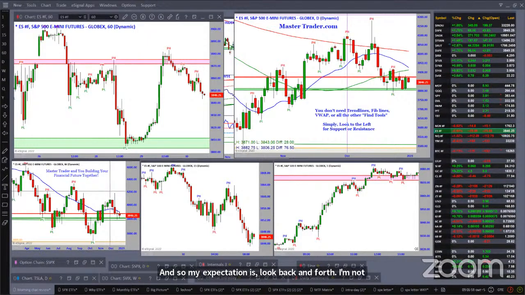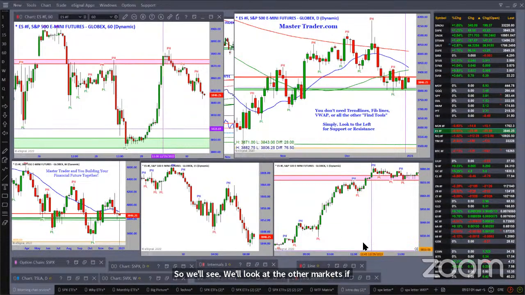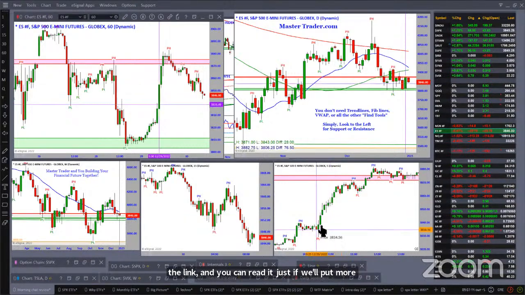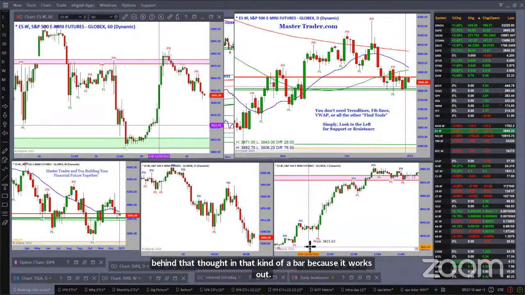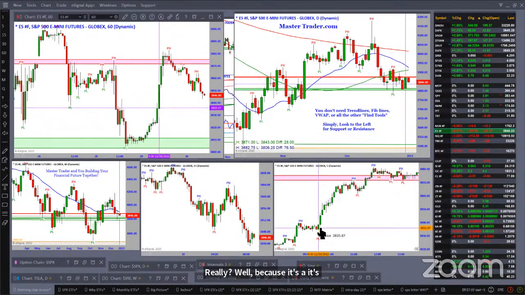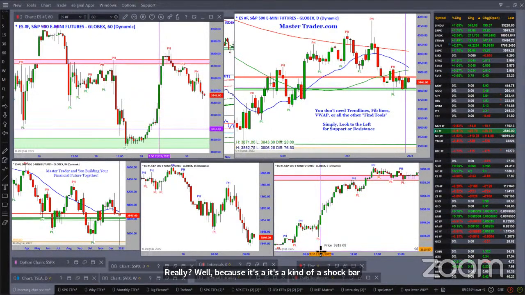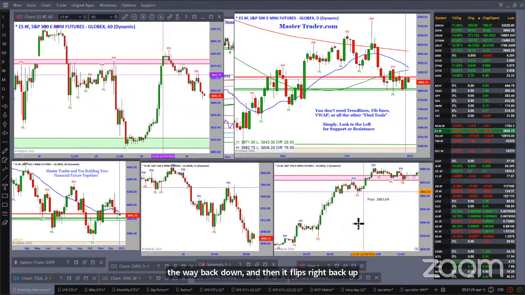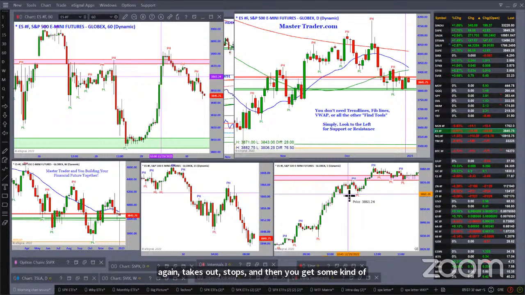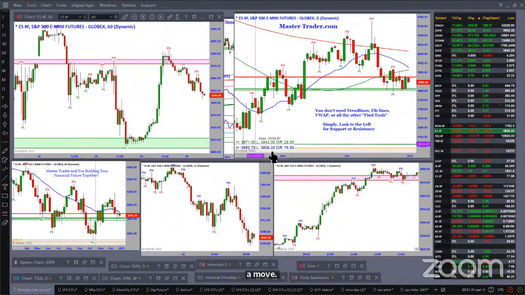So we'll see. We'll look at the other markets. If for whatever reason you didn't read that article, I'll get you the link and you can read it. We'll put more behind that thought in that kind of a bar because it works out really well, because it's a kind of a shock bar, surprise bar. It's like, oh man, that's going all the way back down, and then it flips right back up again, takes out stops, and then you get some kind of a move. It's not always going to be a move like that because there isn't always a void.